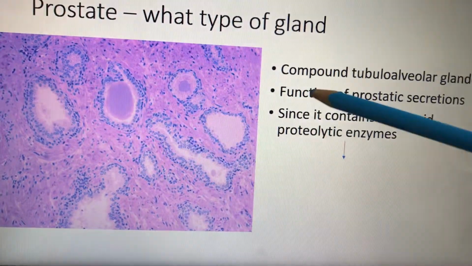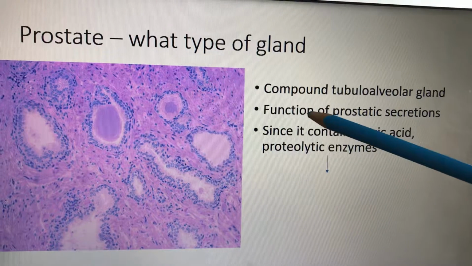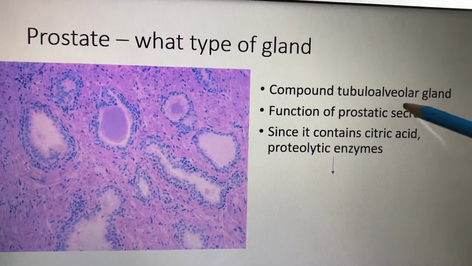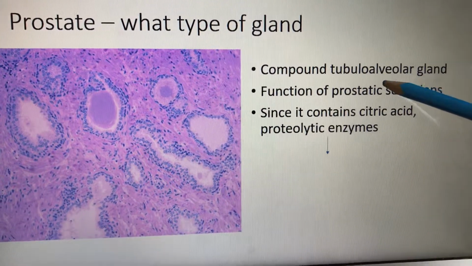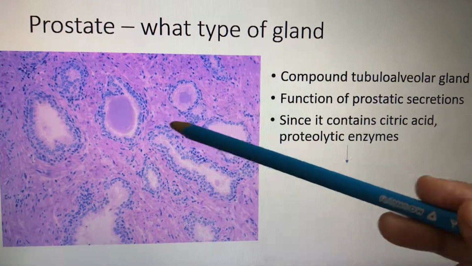Look at this, what type of gland is it? This is the first question they usually ask in the NEET. That is your compound tubulo-alveolar gland. That is the answer. So tubulo-alveolar gland means so many alveoli you can see. You can see, right? So many alveoli.